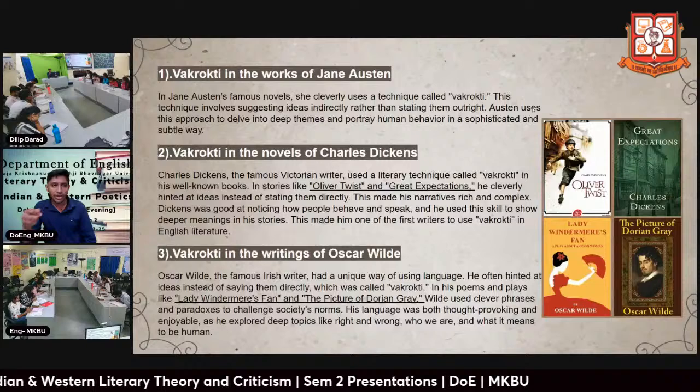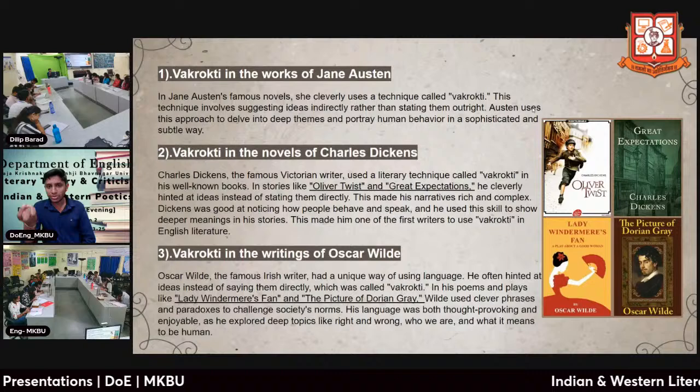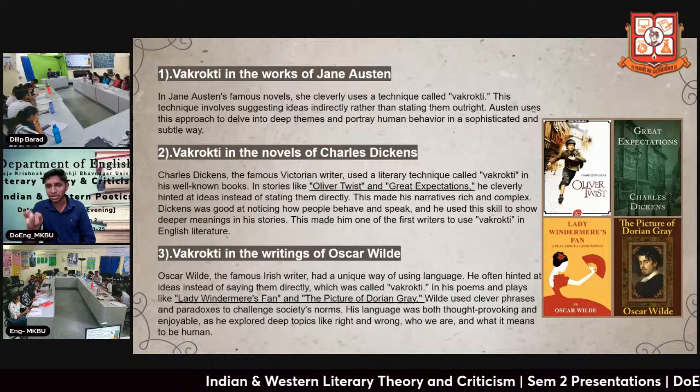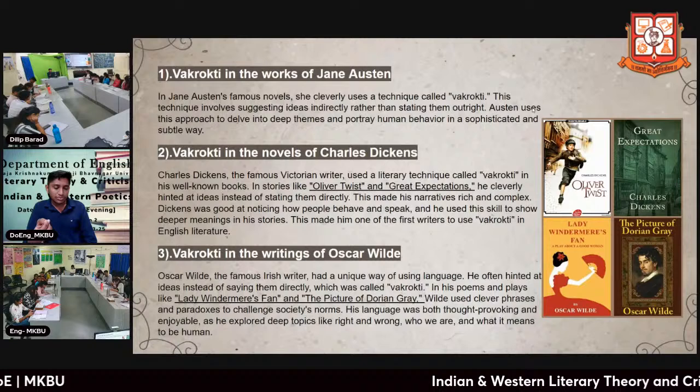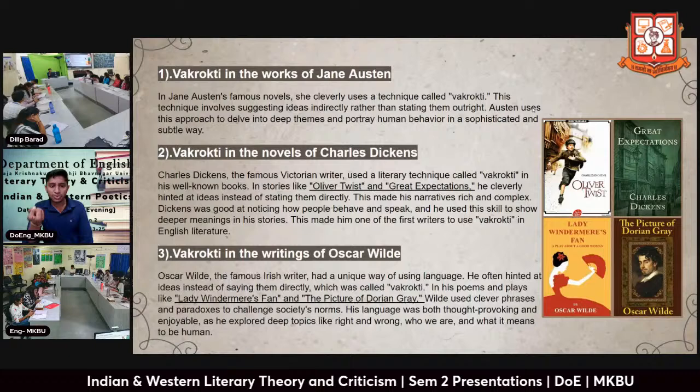Vakrokti in the novels of Charles Dickens. Charles Dickens, the famous Victorian writer, used a literary technique called Vakrokti in his well-known books, in stories like Oliver Twist and Great Expectations. He cleverly hinted at ideas instead of stating them directly. This made his narrative rich and complex. Dickens was good at noticing how people behave and speak, and he used this skill to show deeper meaning in his stories. This made him one of the first writers to use Vakrokti in English literature.